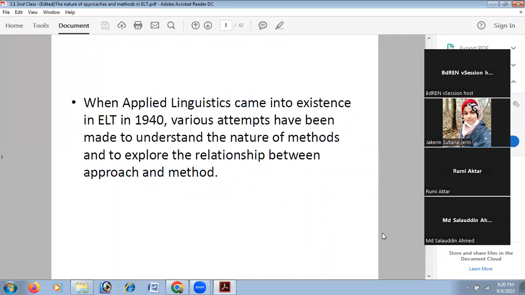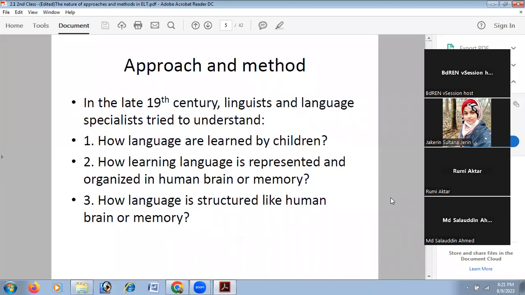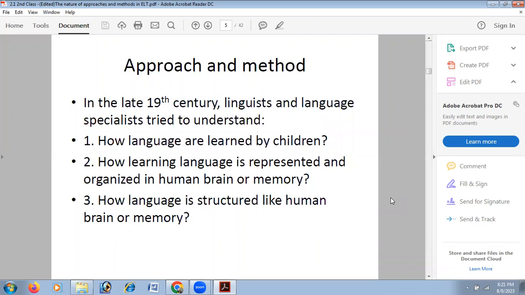So in case of applied linguistics, we have understood that there should be a linkage between approach and method in the 1940s. And in case of developing communicative skill in language, in the late 19th century or the first half of the 20th century, linguists and language specialists tried to understand the scenario. What is the scenario? That means how languages are learned by children. So they observed and started researching.